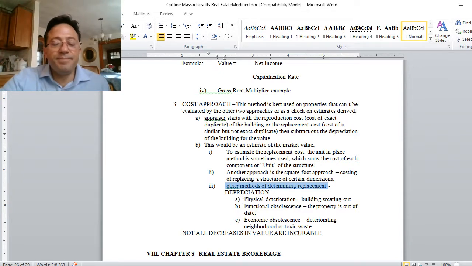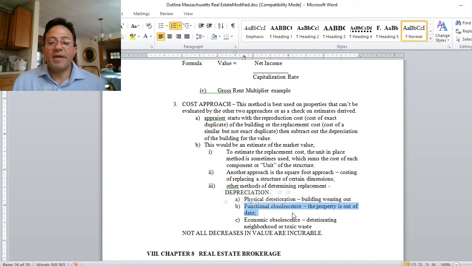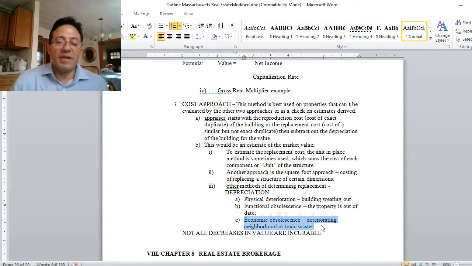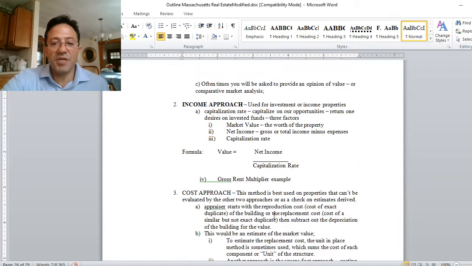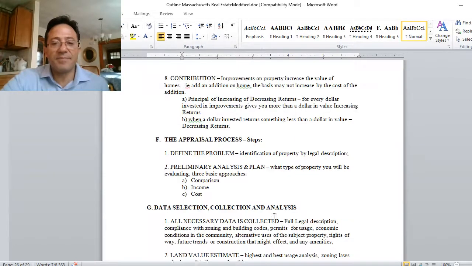And then we go into depreciation. What types of depreciation are out there? There is the physical deterioration of a building, the wearing out of a building. There is the functional obsolescence of a building. Okay, the property's out of date. There is the economic obsolescence, the deterioration of a deteriorating neighborhood, or as a result of toxic waste. Okay, and as it says here, not all decreases in value are incurable. So that is depreciation. We will talk about that in class.